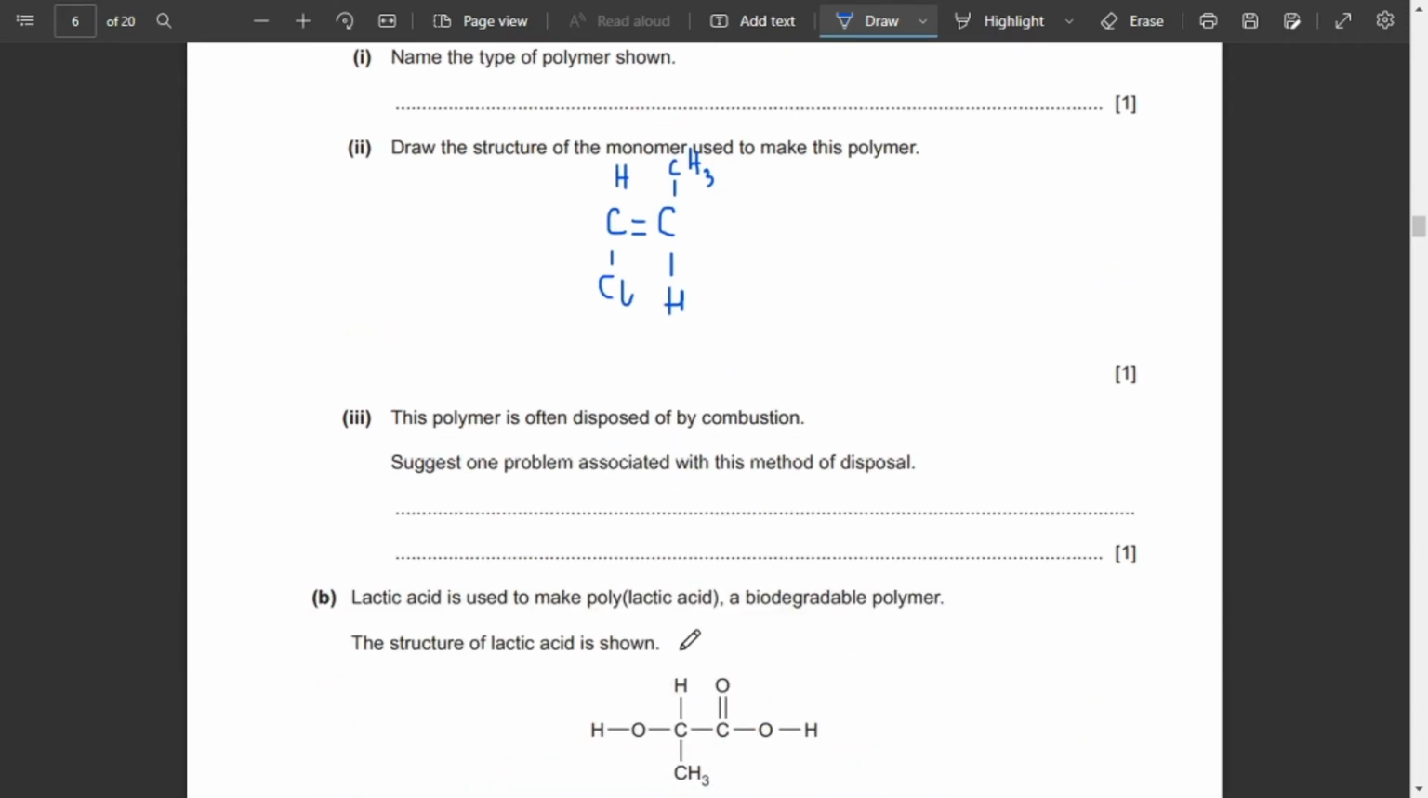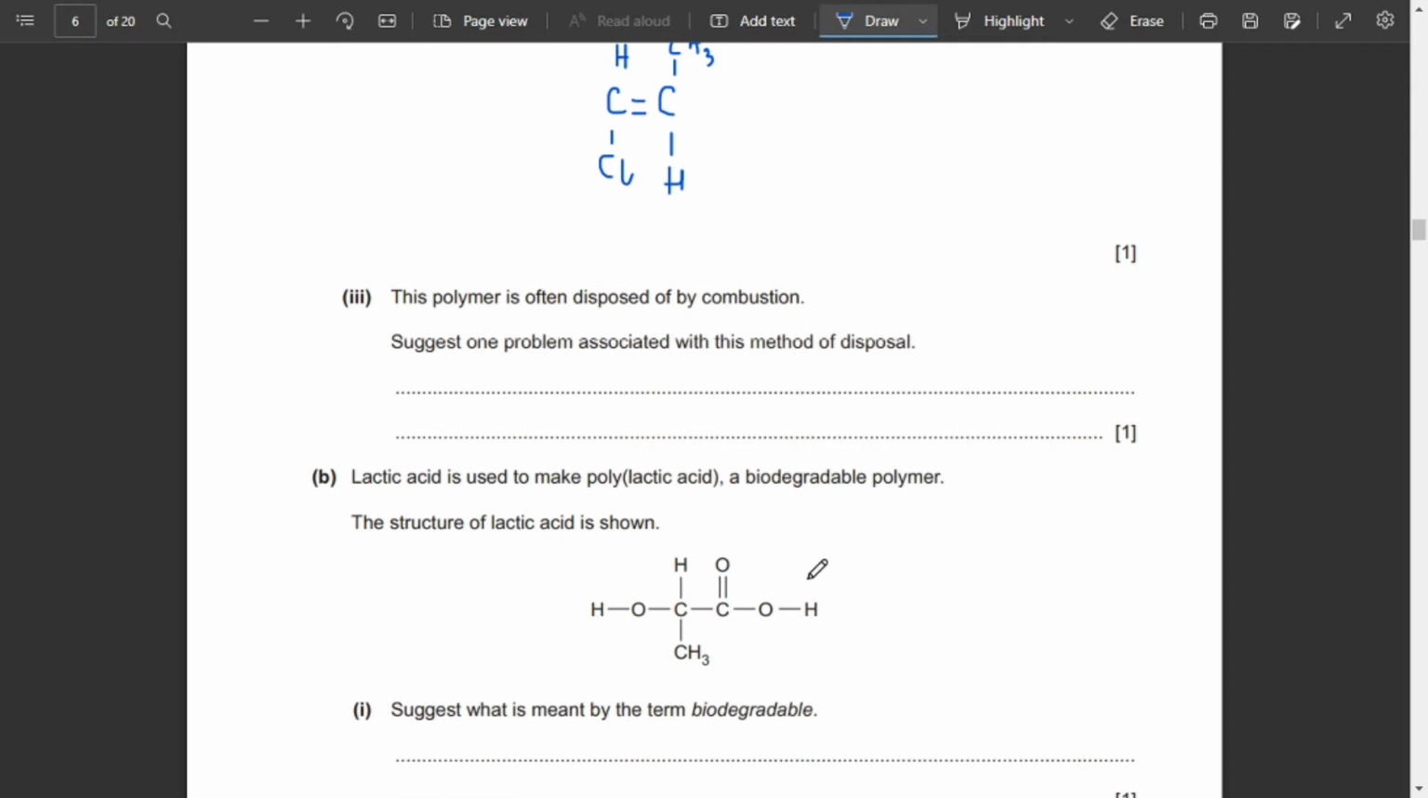Moving on to part 3, the polymer is often disposed of by combustion. Suggest one problem associated with this method of disposal. Combustion means burning. Burning produces carbon monoxide, which is a poisonous gas. So we can write that it produces poisonous gas, which is very harmful.